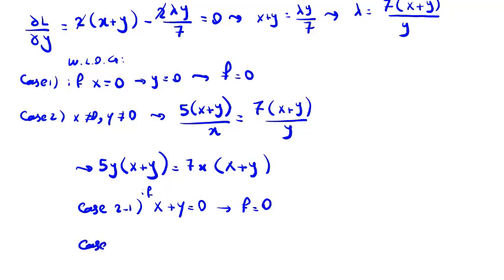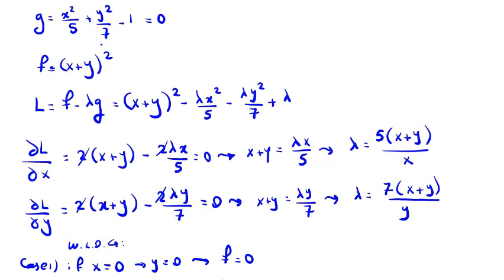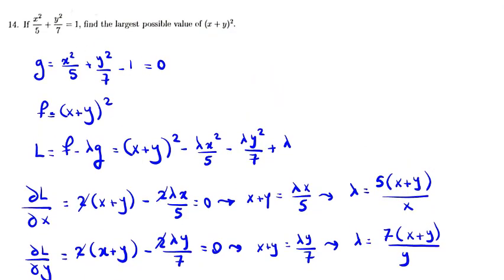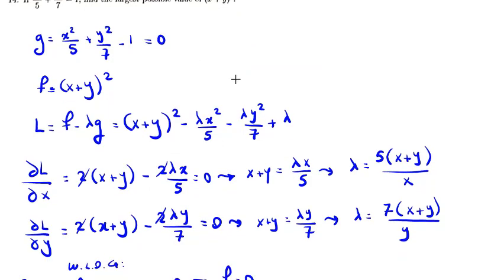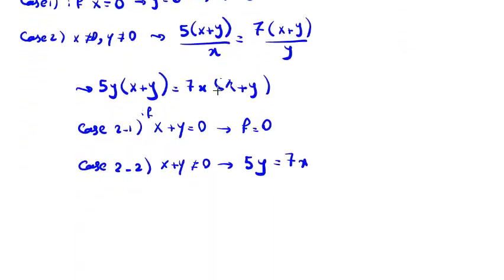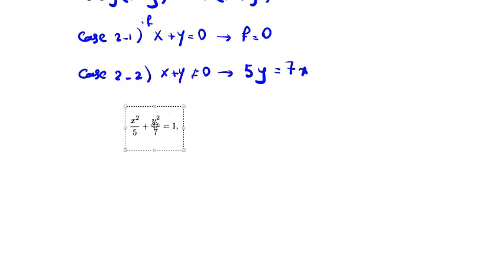In case 2.2, x plus y is not 0, so you can cancel it from both sides, so 5y equals 7x. Now we had an equation here. Let me copy this one, and we find x and y. So here, y is what? y is 7x over 5.